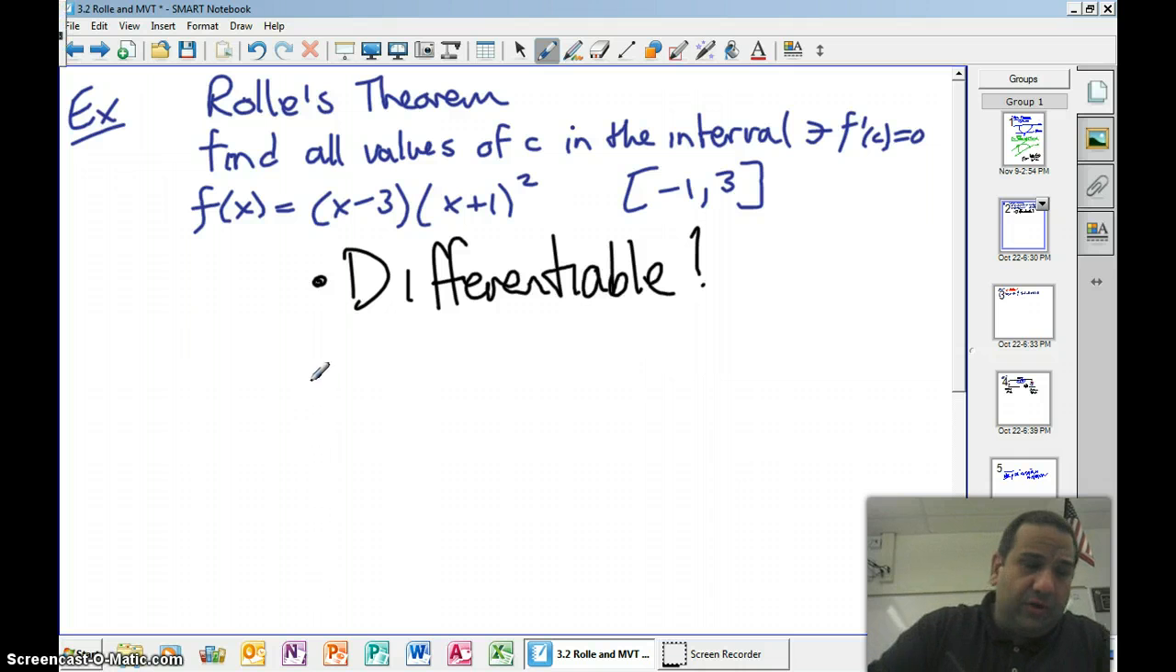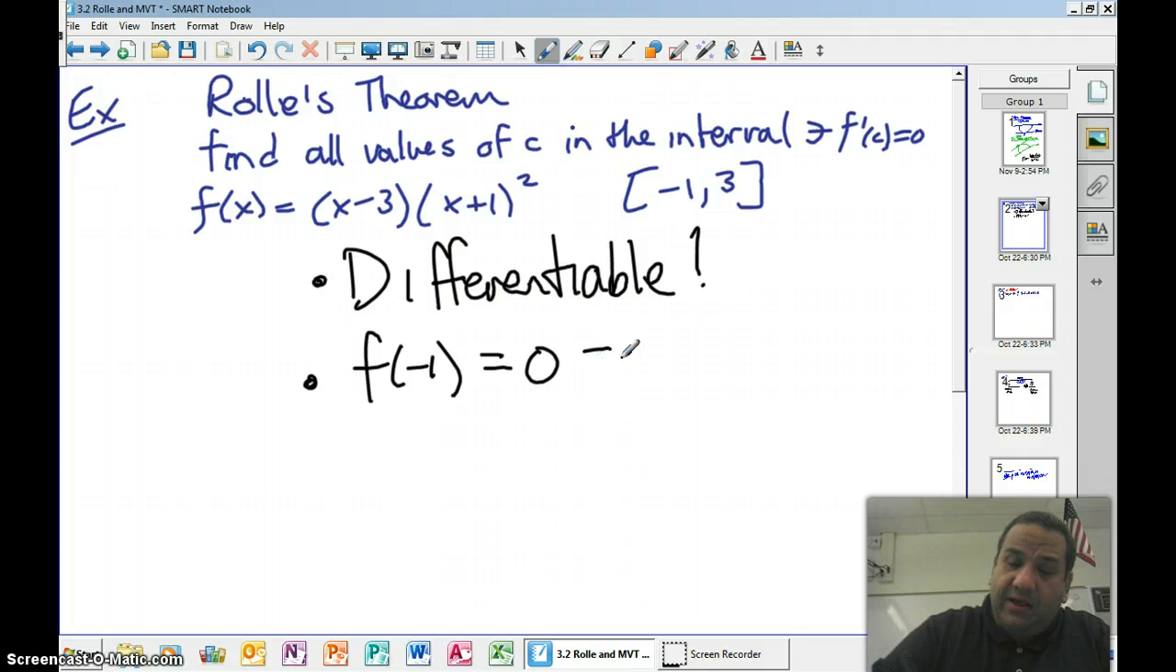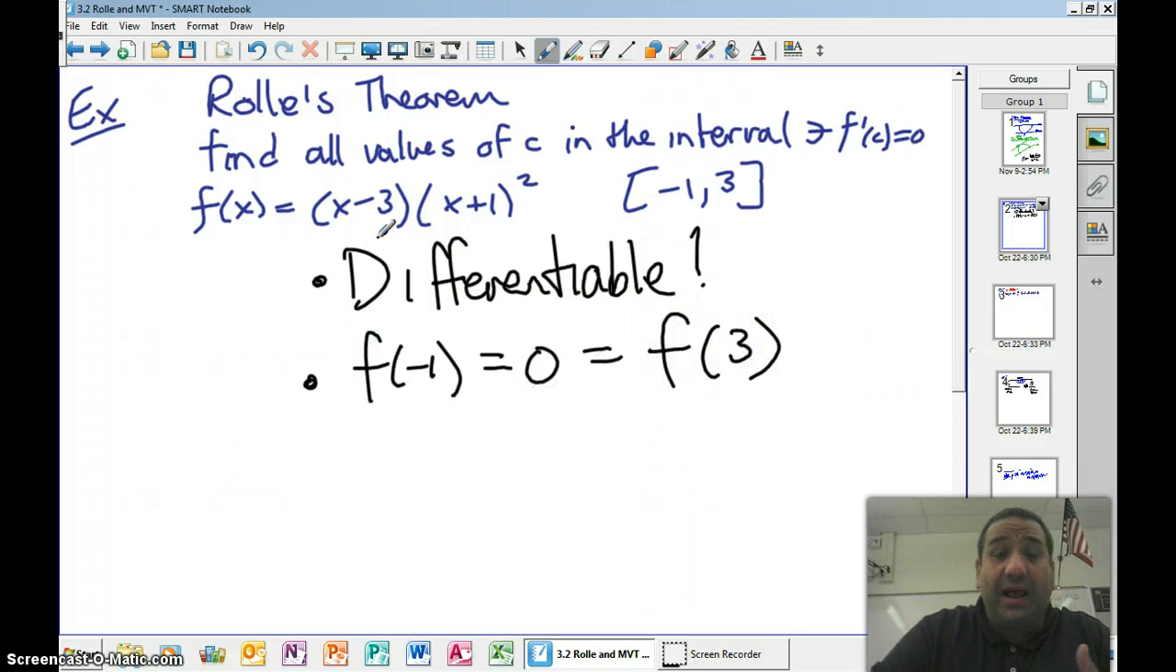All right? So with Rolle's theorem, remember they have to be equal so that horizontal line goes through it. So let me check f of -1. Just plug it into the function. I get -4 times 0, so I get 0. And now let's check f of 3. I better get 0. And I do. So the endpoints match.